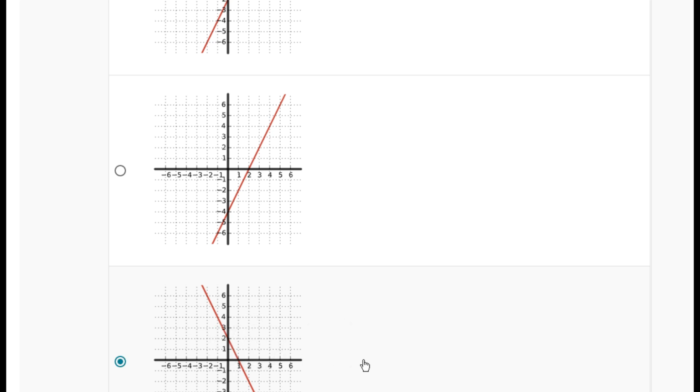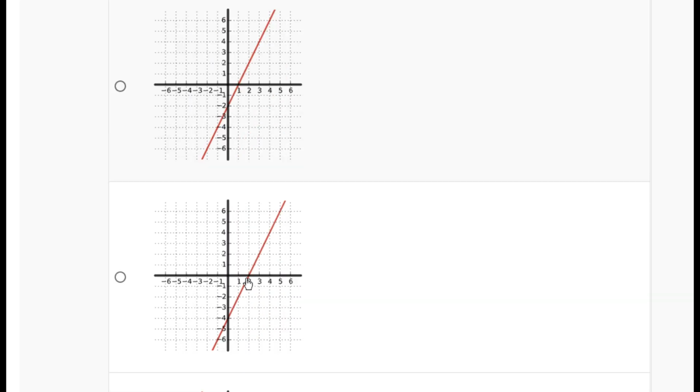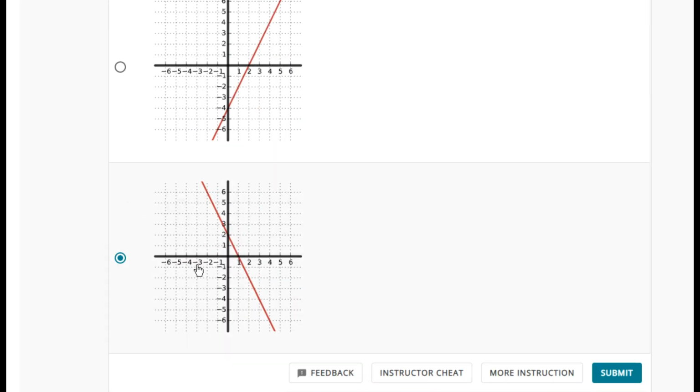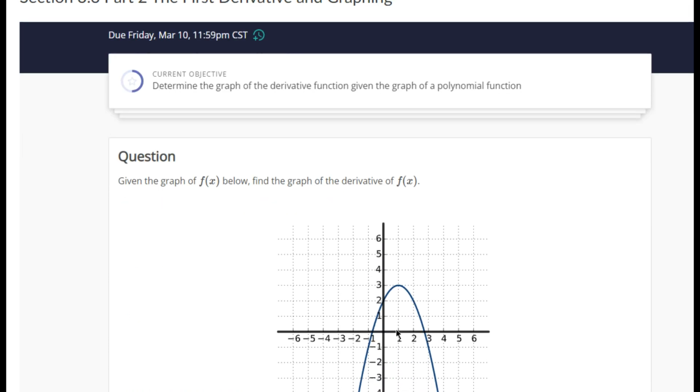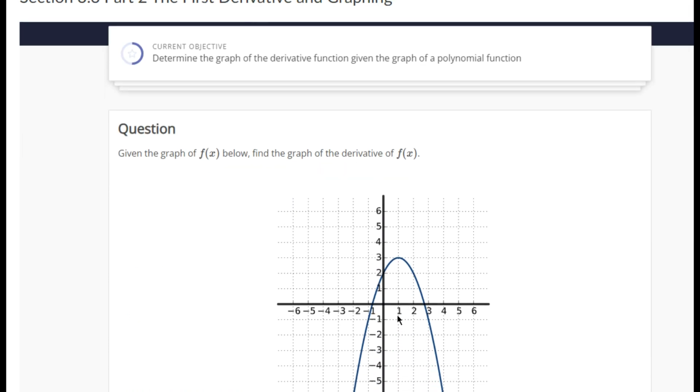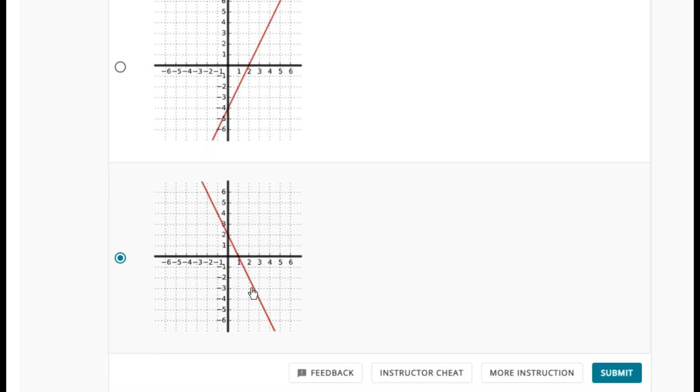It's this one. It crosses the x-axis at 1 because that would mean that the y value here is 0. f prime of 1 is 0. And that matches this. f prime of 1 is 0. But f prime of 2 is negative. Right? So that matches with this.